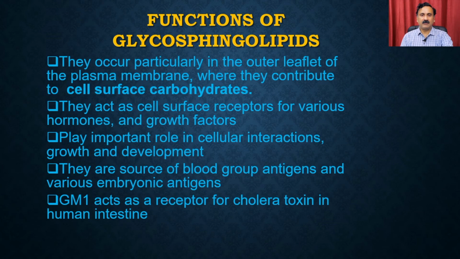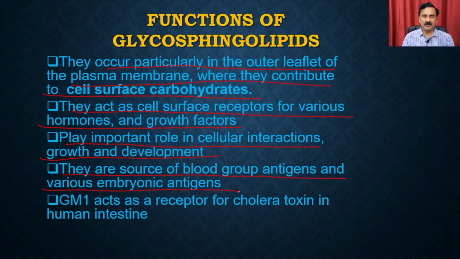What is the function of the glycolipids? They occur particularly in the outer leaflet of the plasma membrane, where they contribute to the cell surface carbohydrates. They act as cell surface receptors for various types of hormones and growth factors. They play an important role in cellular interaction, growth and development, and they are a source of the blood group antigens and various embryonic antigens, and the GM1 acts as a receptor for the cholera toxin in the human intestine.